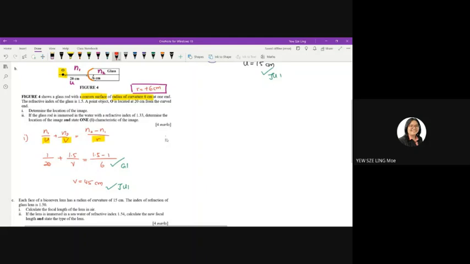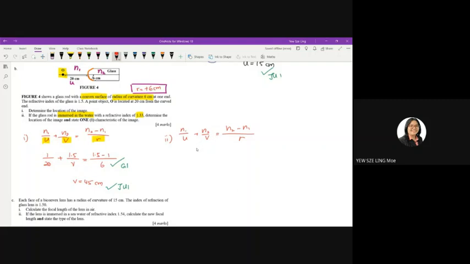Now let's look at question 2. Question 2, now you put this whole thing in the water. Okay, you immerse it in the water, which means now the N is no longer equal to 1. The surrounding of the glass is now filled with water, and the refractive index is 1.33. Right? So now it asks you to determine the location. So you are still going to use the same equation, N1 over U plus N2 over V equals N2 minus N1 over R. Everything is still the same except N1.